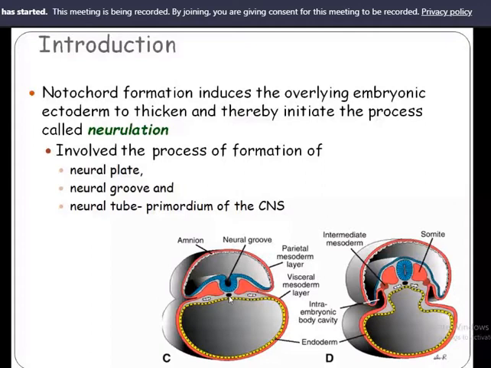Formation of neural tube. Formation of the neural tube is neurulation. So how is the neural tube formed? There are particular stages or processes in neurulation. So what are those?